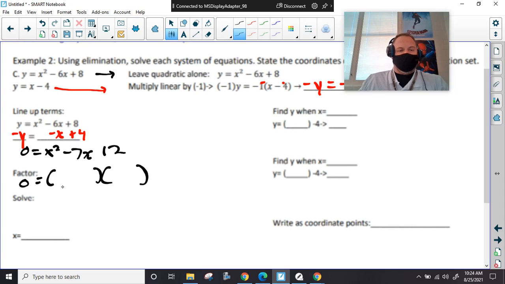I'll do the 0 over here so people won't get confused. All right. This +12 tells us our numbers are the same sign. This tells us they're both negative. So what two numbers, when we multiply them, we get 12, but when we add them, we get 7?